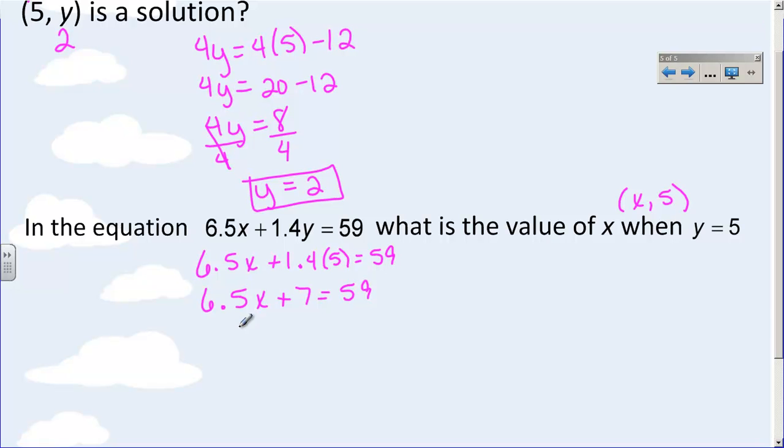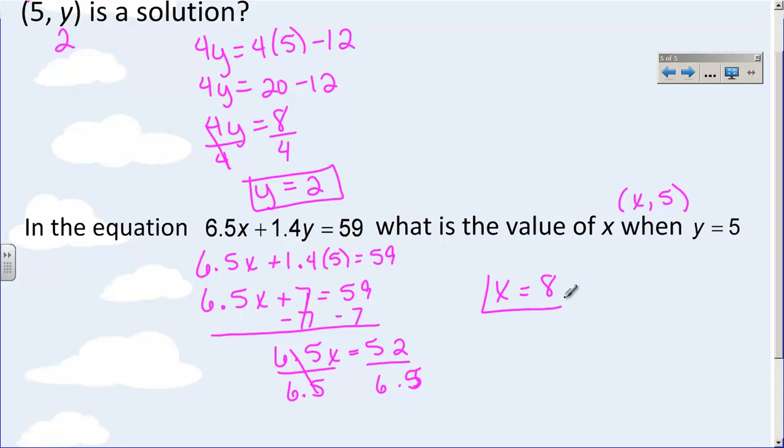Double check my math there. Yes, that's correct. And now I want to get x by itself. So I'm going to subtract 7. So I have 6.5x equals 52. And then to get x by itself, I'm going to have to divide. And again, my calculator comes in very handy. So I have 52 divided by 6.5. And I get that x equals 8. So the value of x when y is 5 is going to be 8 for this problem. What that means is that the ordered pair (8, 5) is going to be a point on the line of whatever this graph is. So if I were to graph this, this would be a point on that line.